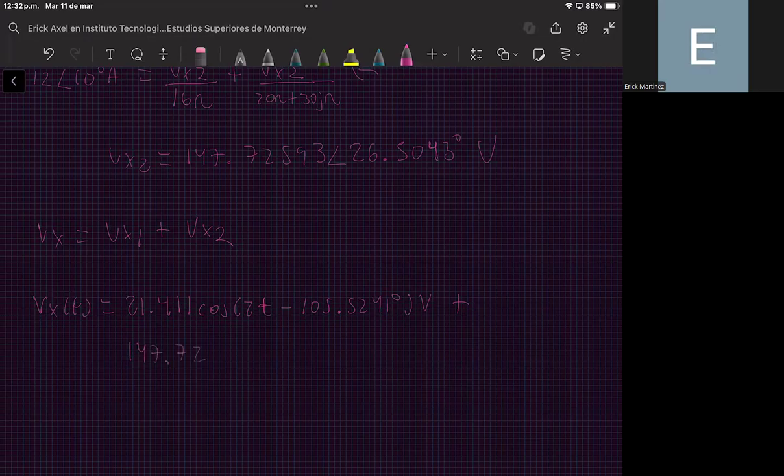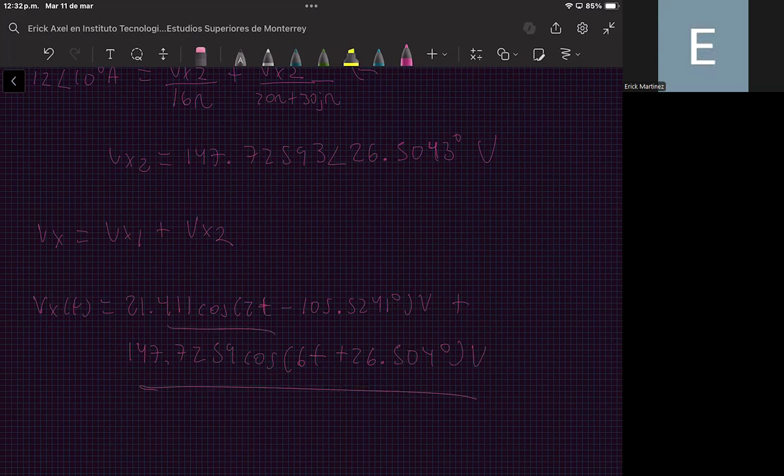147.7259 times the cosine of 6t. Remember that Vx2 has a different frequency, that is the frequency of the current source. Plus 26.5043 degrees, and these are also volts. Okay, so this is the result.